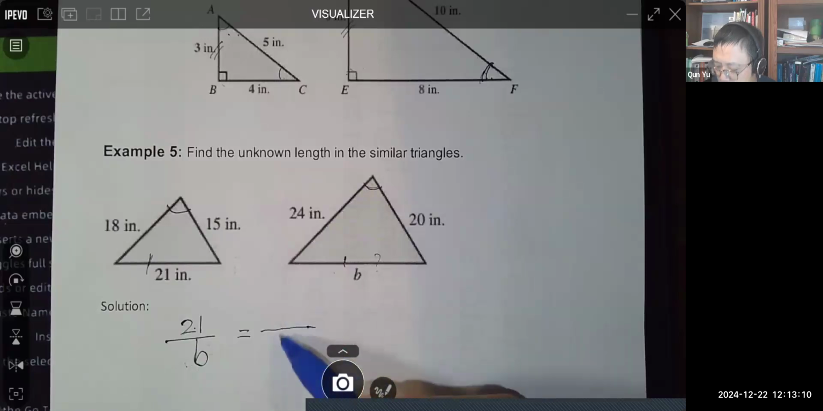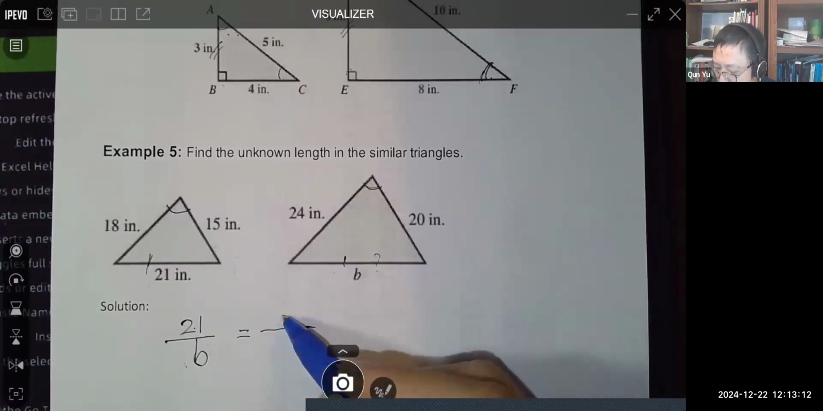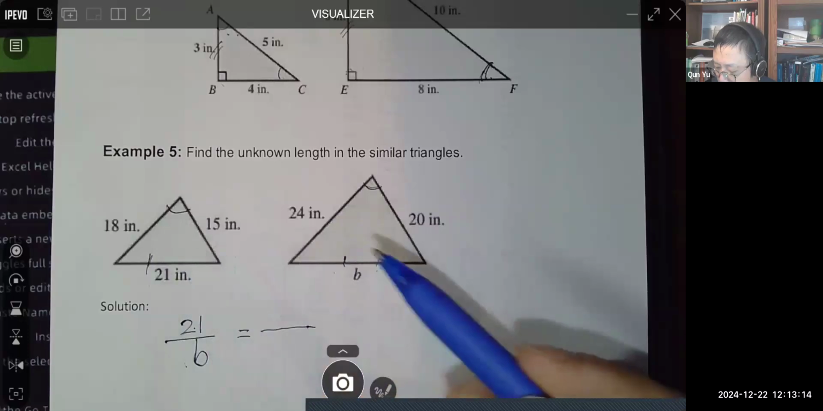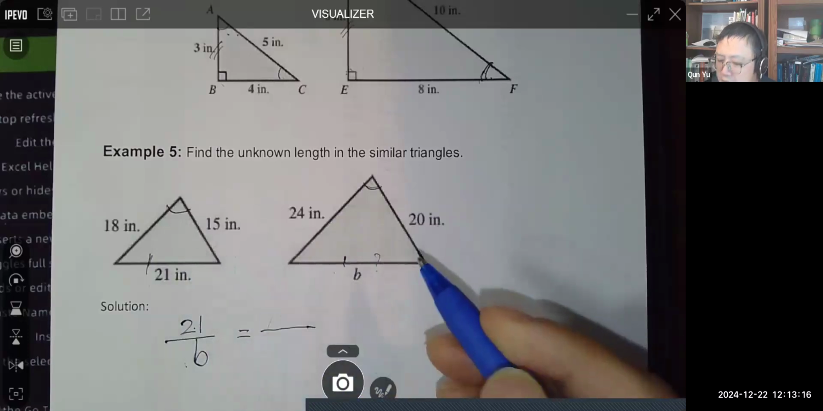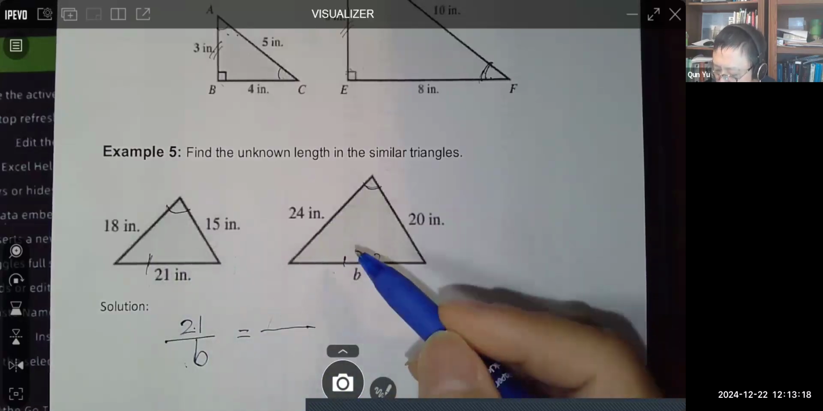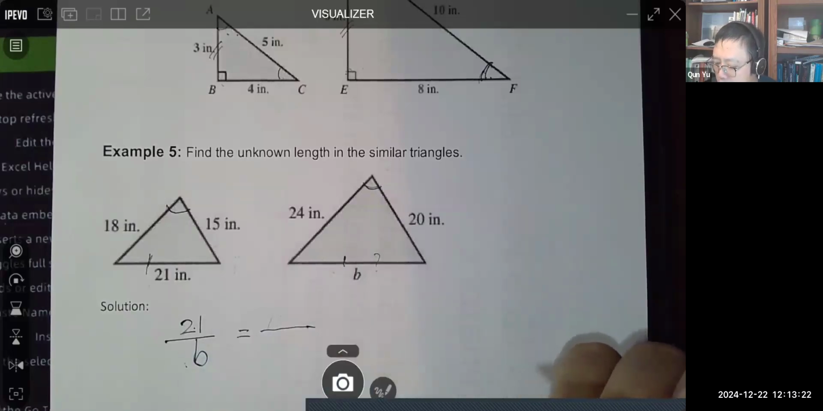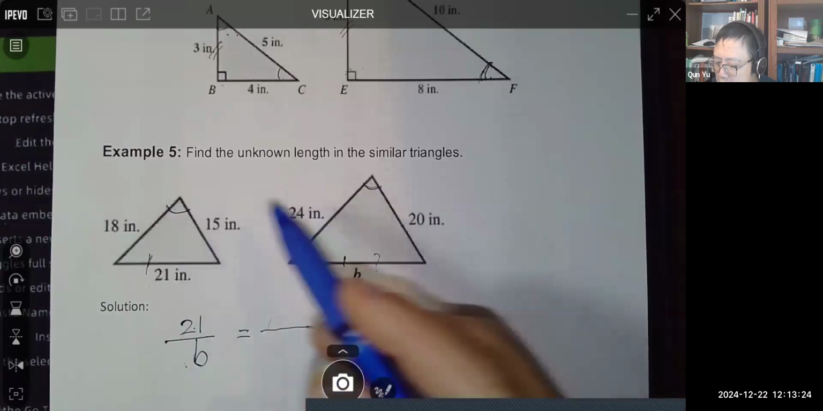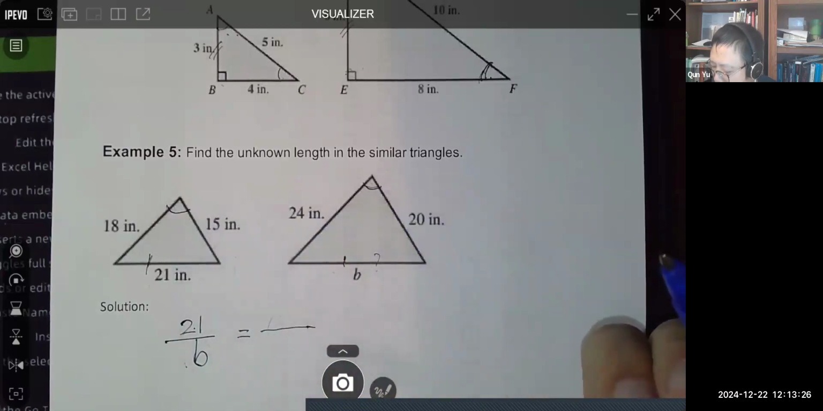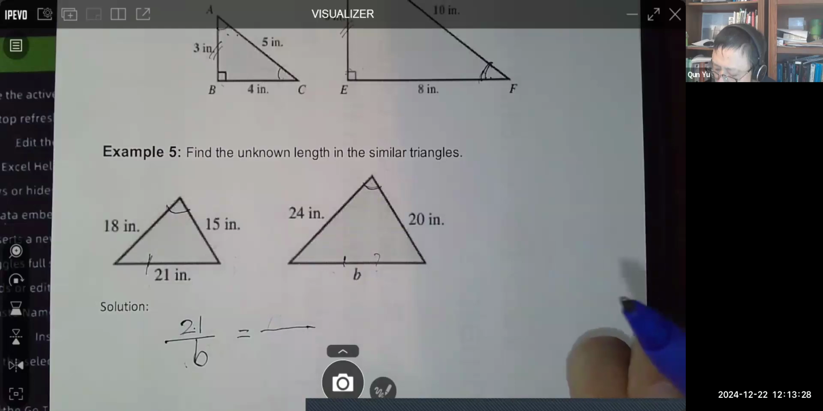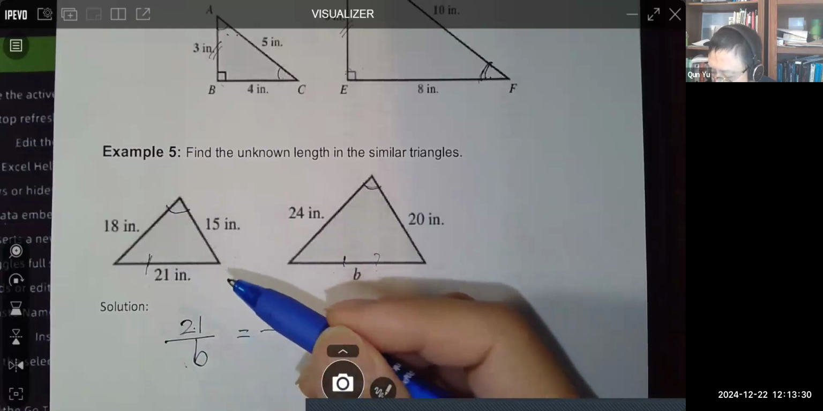We need to do the same thing. In other words, the number on the top has to be from here for the one on the right side. So we need another pair of numbers. You can only have one unknown in the setup to be solvable. So we're looking for two numbers, one from each triangle. So which one do we use? It doesn't matter as long as they are corresponding sides.